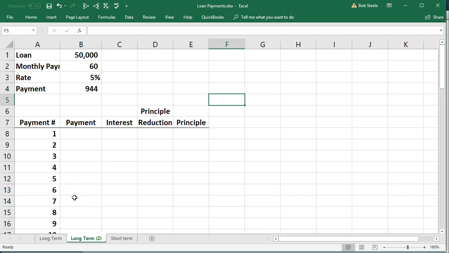In order to do our more complex option of breaking out the interest and principal portion, we need to know, for each payment, how much is going to be a principal portion and interest portion. To do that, we need an amortization schedule.